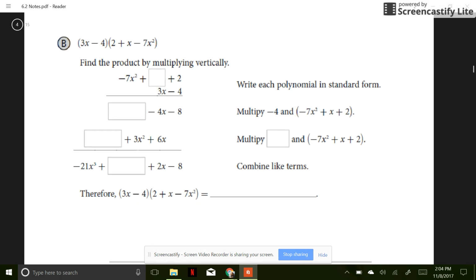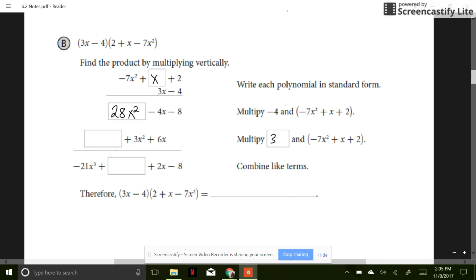They're going to do this one vertically. So first thing is to write the polynomial in standard form. So remember, standard form means we put them in order from power from greatest to least. So we'll change that to negative 7x squared plus x plus 2 multiplying by 3x minus 4. So the first thing they did was multiply the negative 4 times all those terms. So negative 4 times 2 got the negative 8. Negative 4 times x got the negative 4x. Then we take negative 4 times negative 7x squared. We'll get us a positive 28x squared.